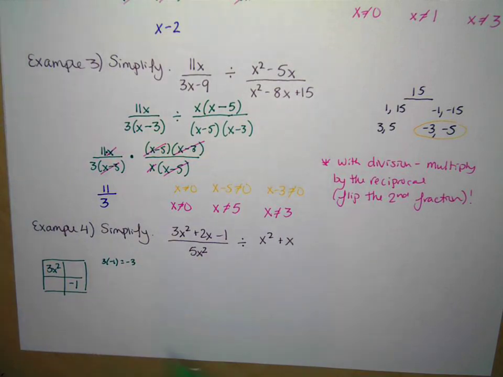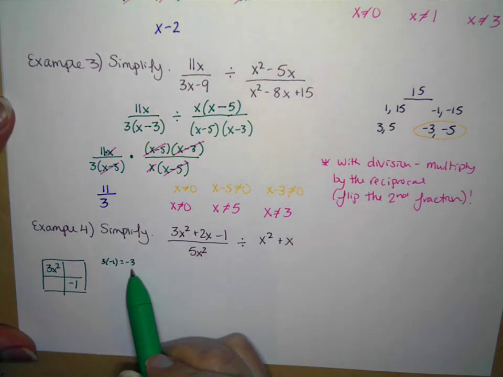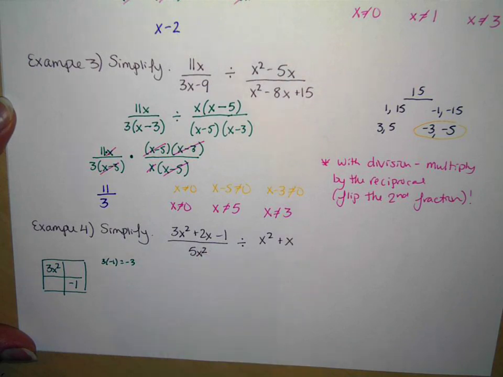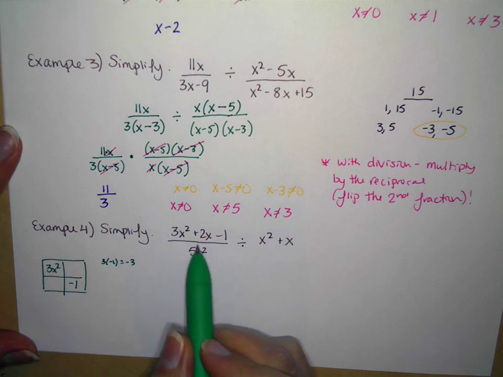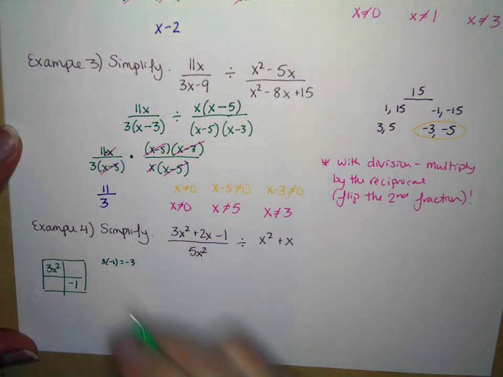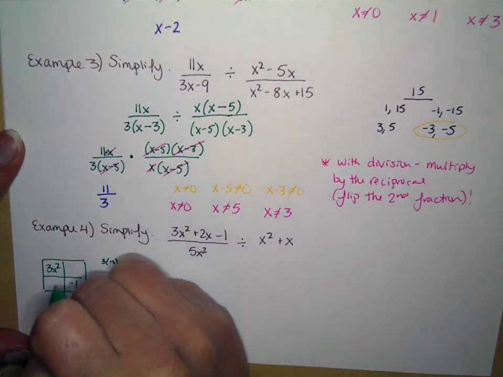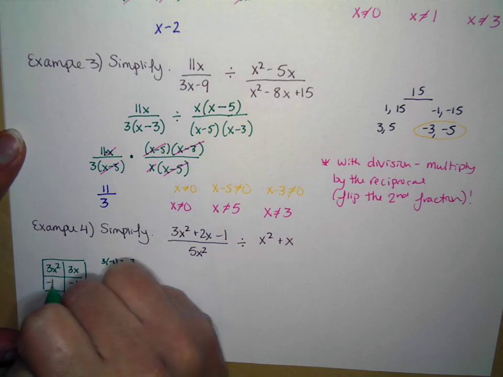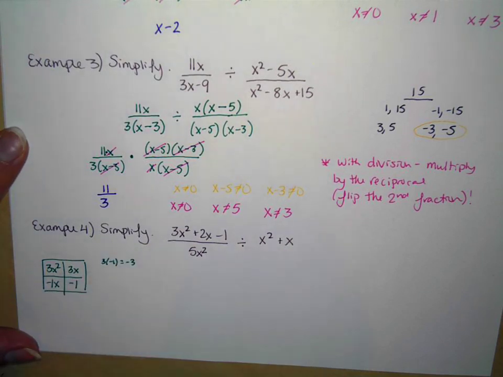And now we want a pair of numbers that multiplies to give negative 3 and adds to give positive 2. And that pair of numbers is going to be positive 3 and negative 1. So we're splitting up that 2x into a 3x and a negative 1x. And it doesn't matter which one of those you put here. I'll put the 3x in the top row and the negative 1x in the bottom row.